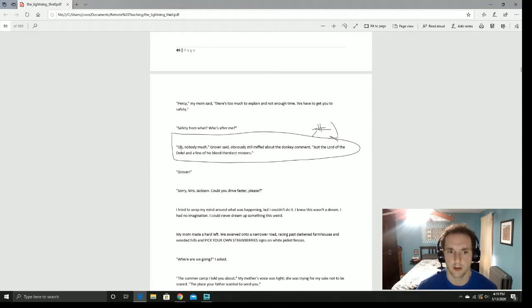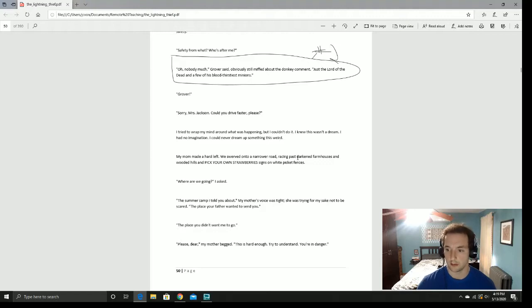So right here it says, "Oh, nobody much." "Sorry, who's after me?" "Oh, nobody much," Grover said, obviously still miffed about the donkey comment. "Just the Lord of the Dead and a few of his bloodthirstiest minions." And so early in the chapter, Grover tells Percy that the Lord of the Dead is after him. And we know from the books that have been passed that the Lord of the Dead in Greek mythology is Hades. So possibly the Minotaur has come from Hades, because he's the Lord of the Dead, and Grover tells us that the Lord of the Dead is after him.